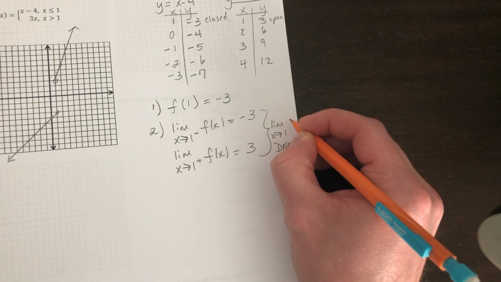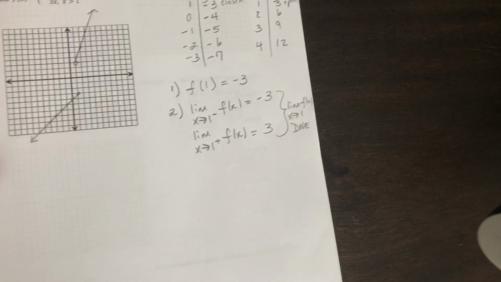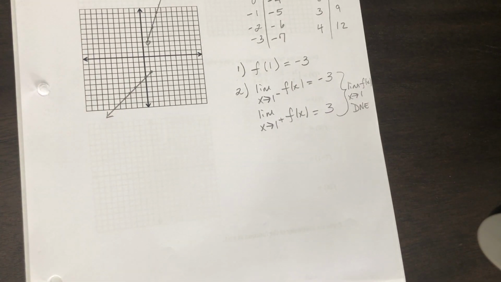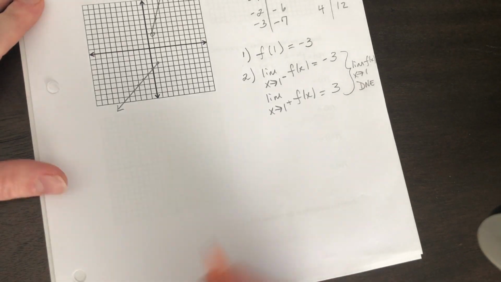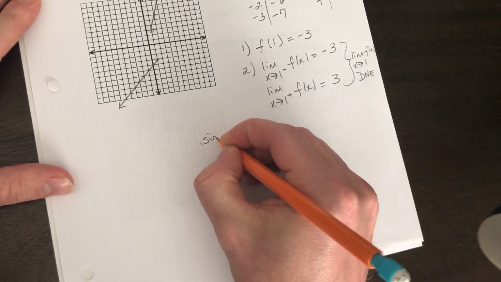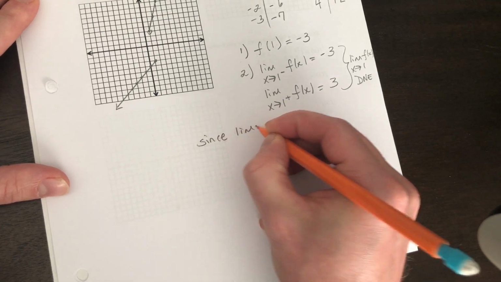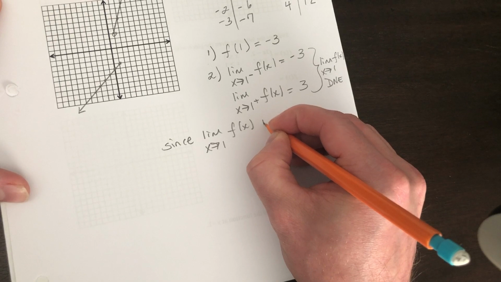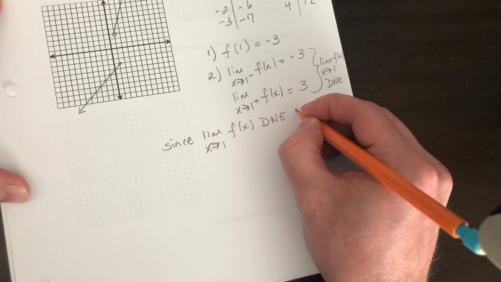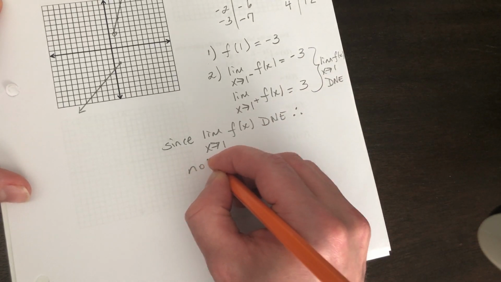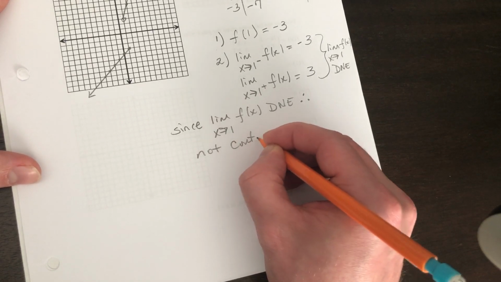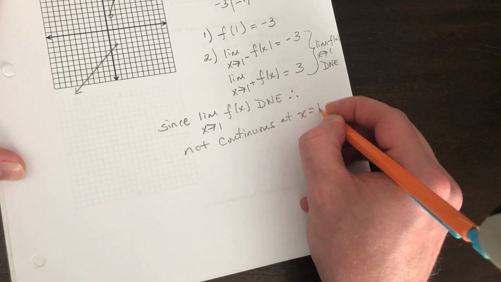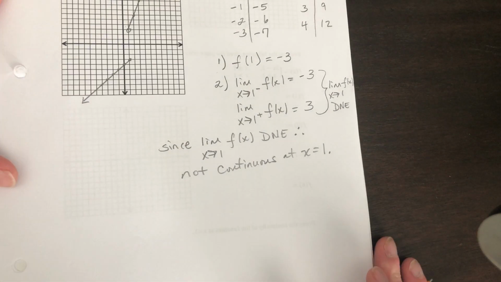Okay. Now, since the limits aren't equal to each other, it does not exist. Okay, so once one step is violated, it's not going to be continuous. So you say, since the limit as x approaches 1 of f of x does not exist, therefore not continuous, at x is equal to 1. Something like that. Your statement has to look something like that.